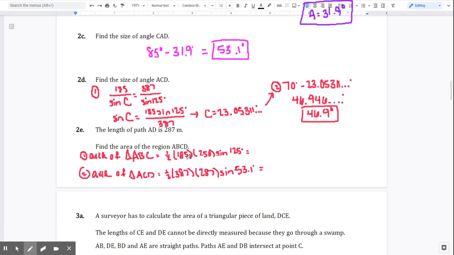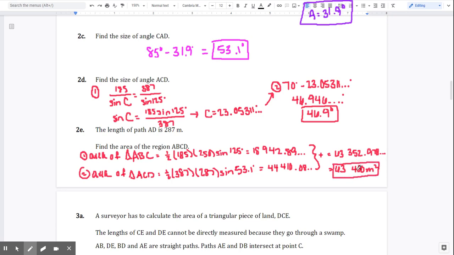All right, so for my area of ABC I chose to use the angle 125, which was angle B, with the 2 sides that surrounded it. And when I do the math in my calculator in Desmos, I get 18,942.89, etc. For ACD, again, using that small angle A of 53.1 with the 387 and the 287, I get 44,410.08, etc. So adding those together gets me the total plot, which is 63,352.978, etc. So to 3 sig figs, we would be looking at around 63,400 square meters.